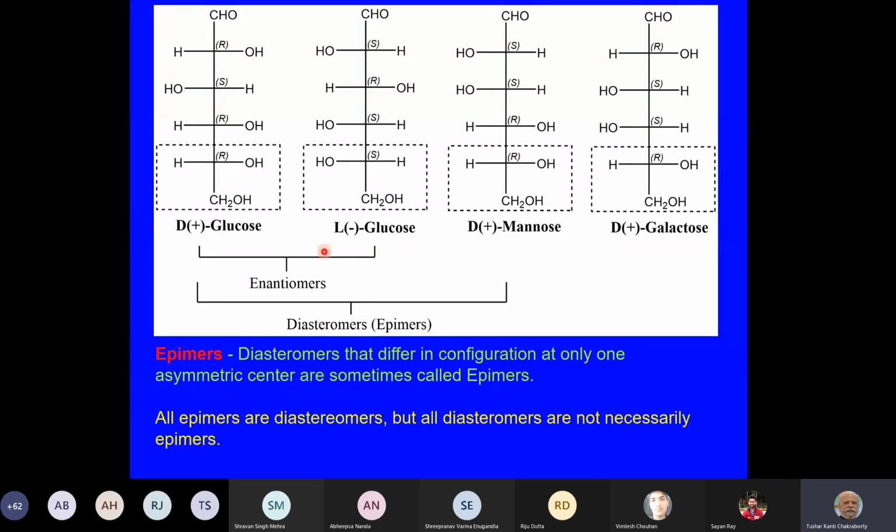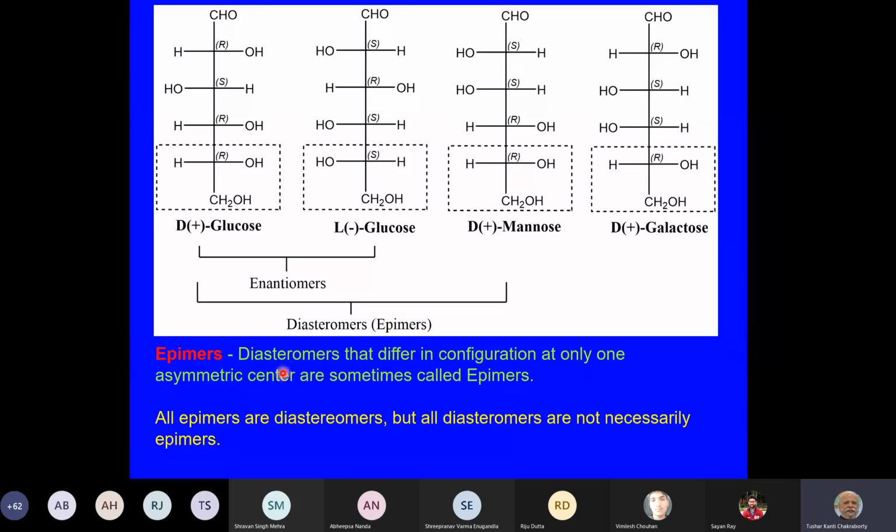So these are enantiomers. Between mannose and glucose, you can see that only one chiral center is different. Which one? The second one. We normally number the sugar starting with the aldehyde carbon as 1. This is 2, this is 3, this is 4, this is 5, and this is the 6th carbon. So the second carbon was in the R configuration in the case of glucose. Here you have an S configuration. So these 2 are diastereomers. Sometimes we call them epimers.